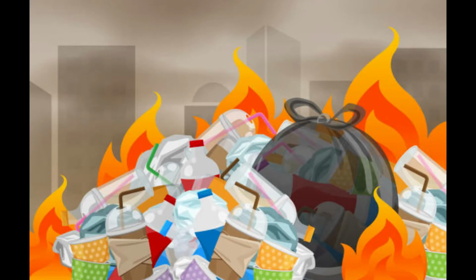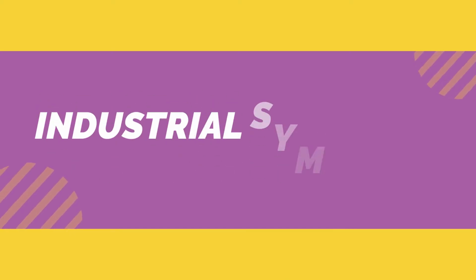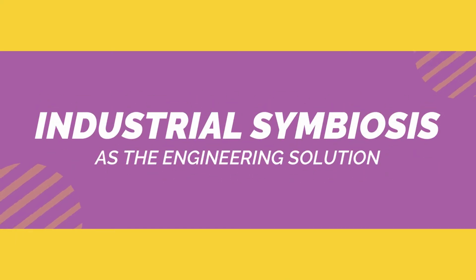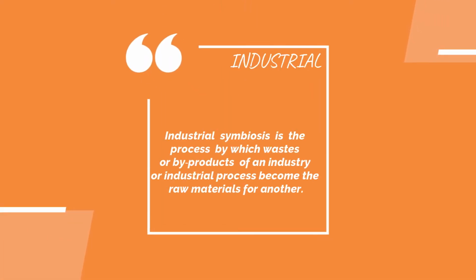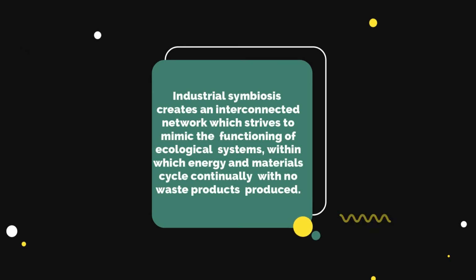So, in order to prevent open burning from occurring in the future, industrial symbiosis needs to be practiced as the engineering solution. Industrial symbiosis is the process by which waste or byproduct of any industrial process becomes the raw material for another. Application of this concept allows material to be used in a more sustainable way and contributes to the creation of a circular economy. Industrial symbiosis creates an interconnected network which strives to mimic the functioning of ecological systems within which energy and matter cycle continually with no waste product produced.